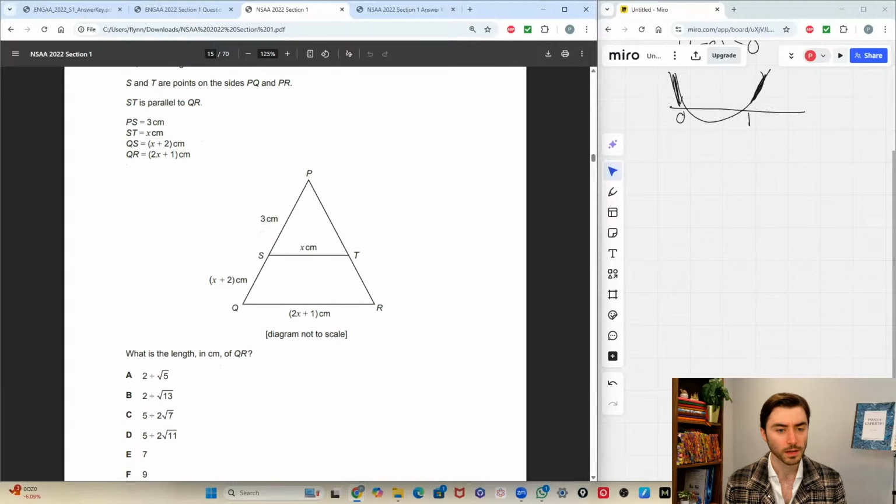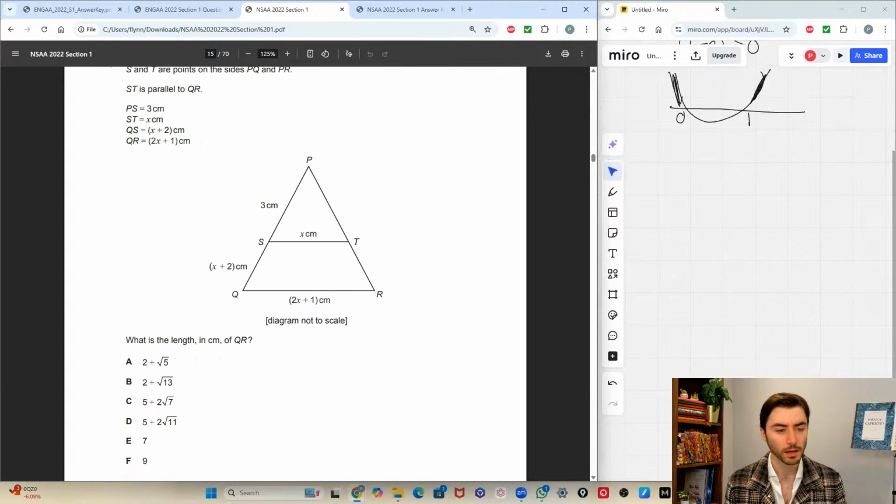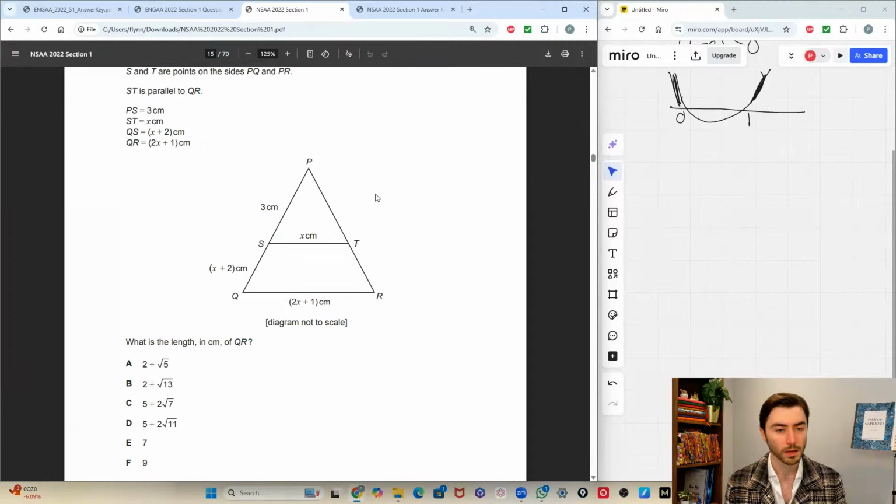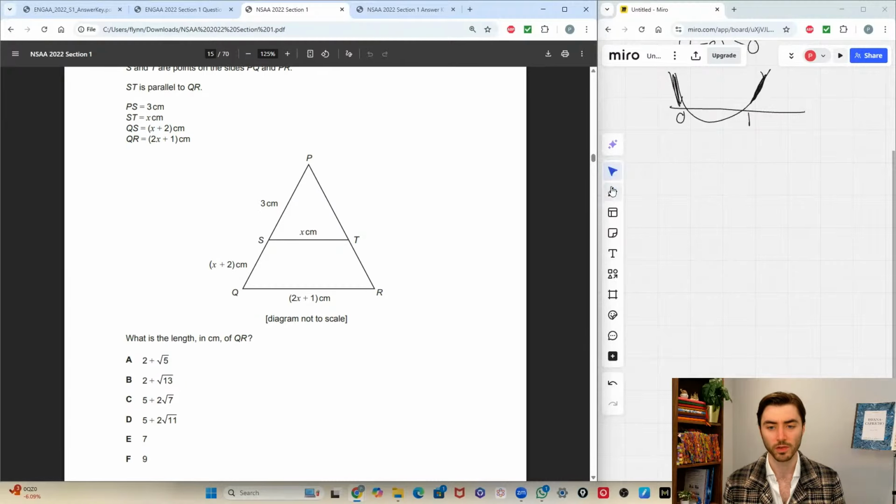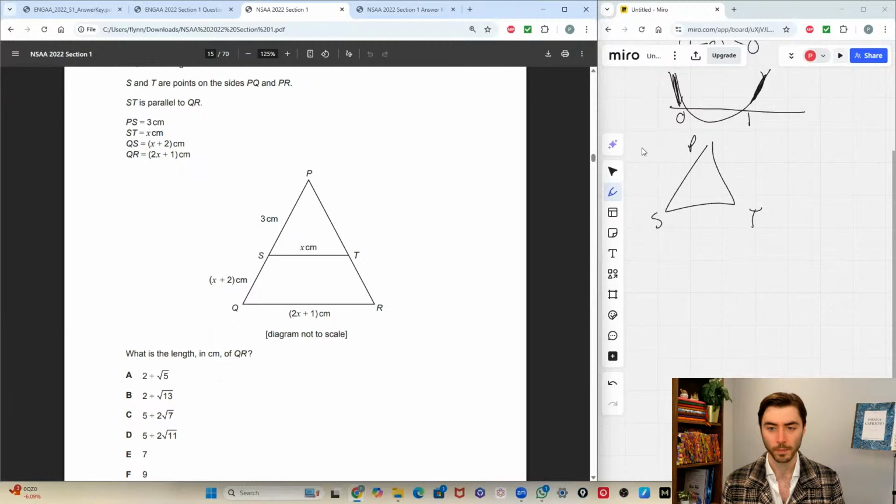It's parallel to QR. Okay, this is similar triangles. This shouldn't be too bad. Let me have a go. So PST for question. Which question is this? This is 16. So PST, that's 3. That's x. And then I'm going to draw the big one.